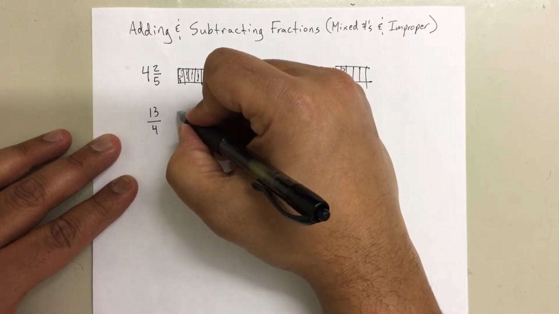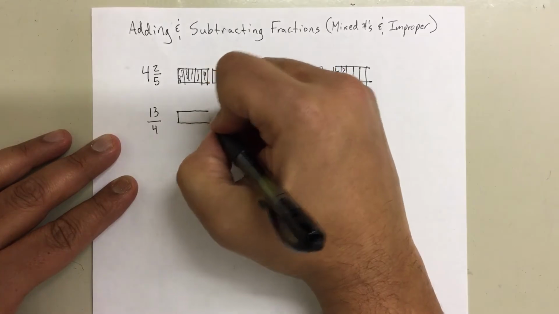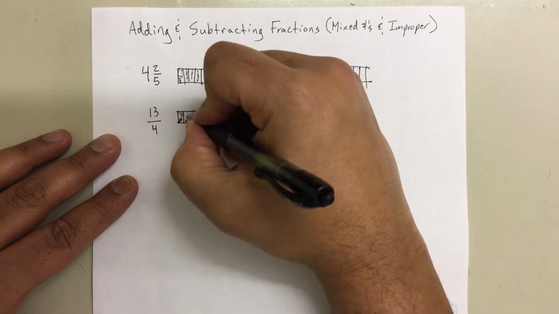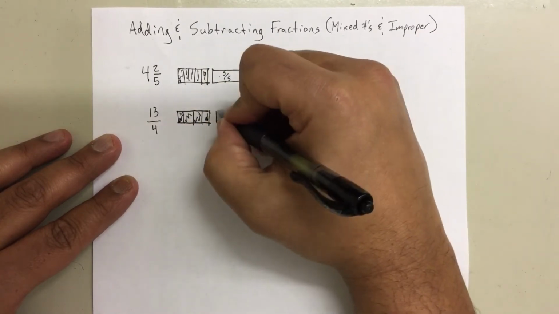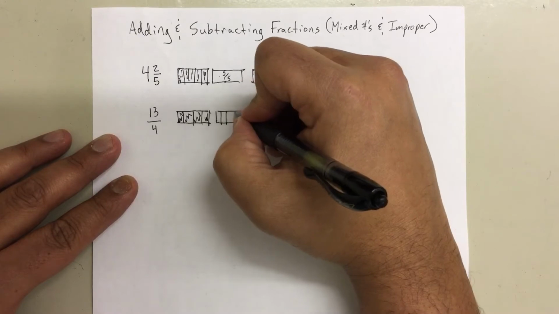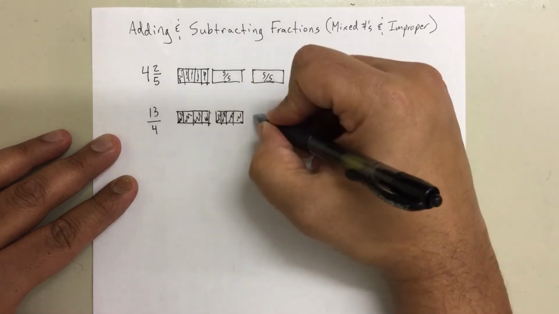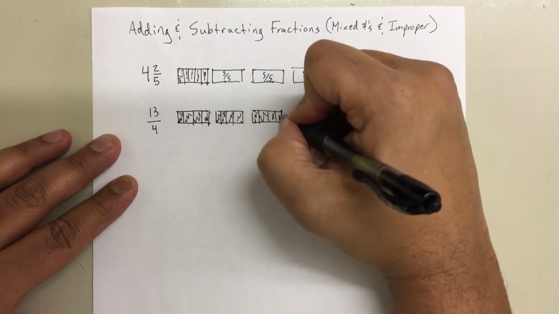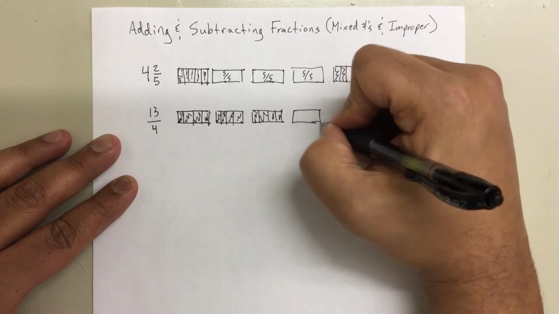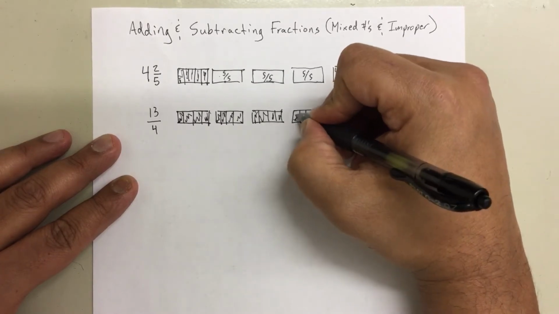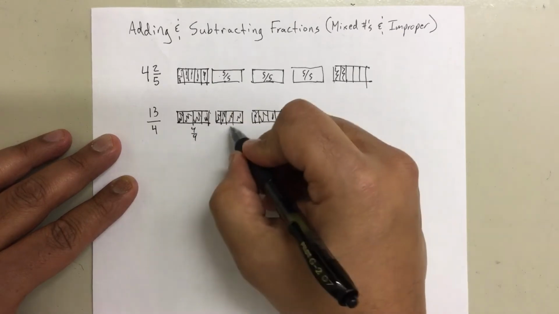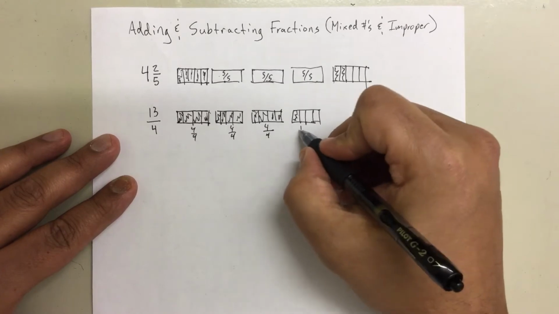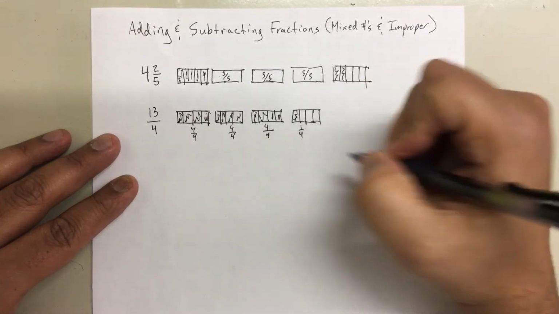This one is kind of similar. I might have a candy bar or a pizza. It takes 4 pieces to make a whole candy bar, but I have 13 total pieces. 1, 2, 3, 4. This will take me up to 12 pieces. And then finally, I have one more. So I'll have 4/4 plus another 4/4 is 8/4, plus another 4/4 is 12/4, plus another is 13/4.